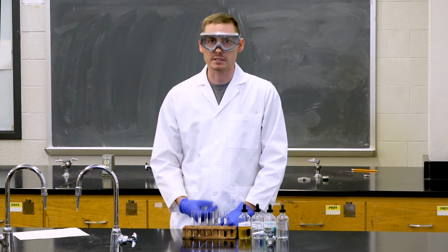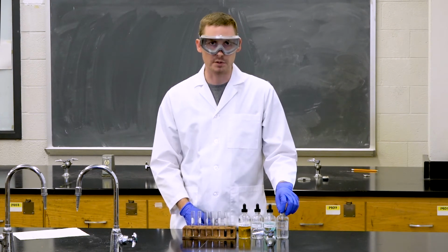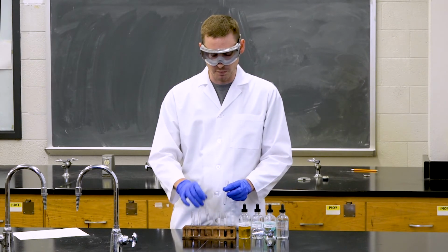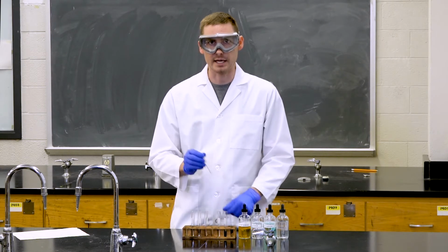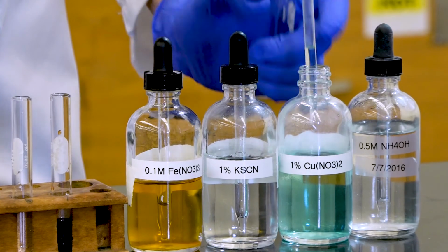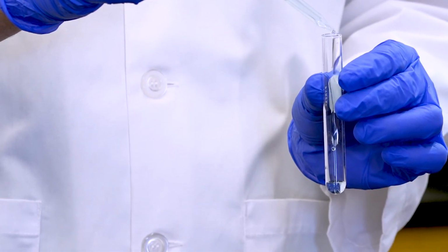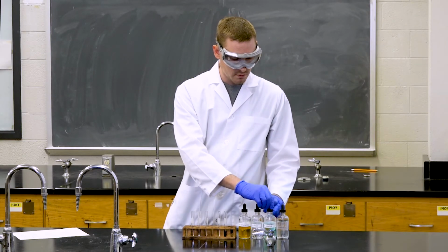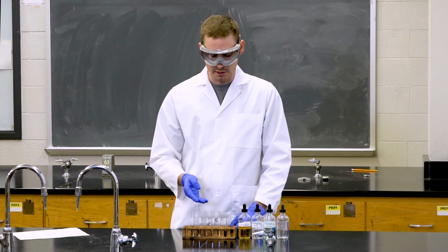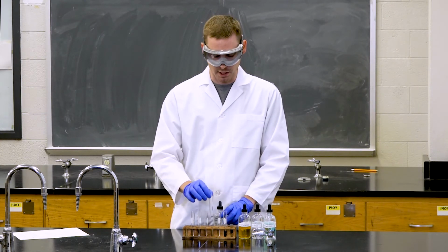For the second part of this part of the experiment, we'll be using a copper nitrate solution and ammonium hydroxide. Again, we have 2 test tubes, one empty and one with distilled water. We will first add 10 drops of the copper nitrate solution to the empty test tube. And then add ammonium hydroxide to the distilled water first to observe the negative reaction, and then to the copper nitrate solution.